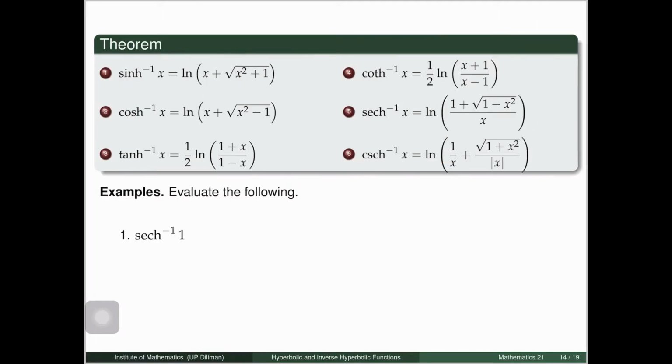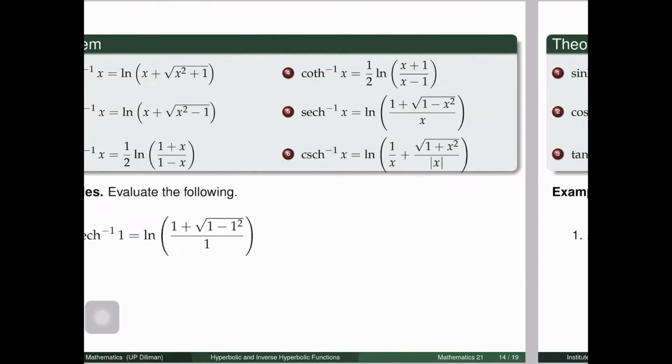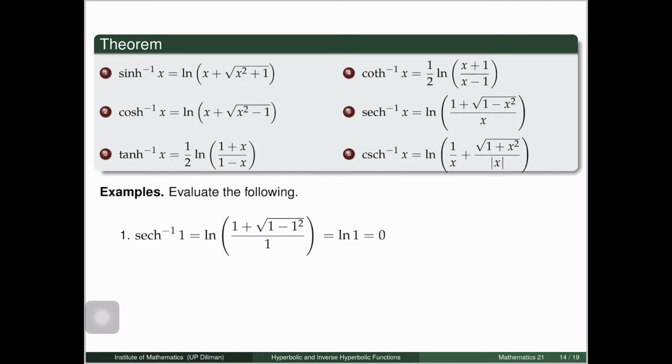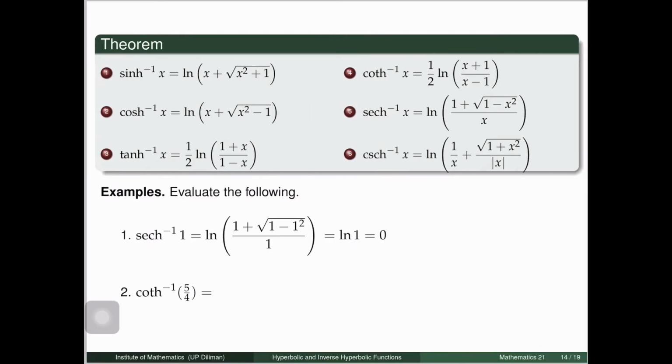So let's try to evaluate using yung inverse hyperbolic functions using yung kanina nating theorem. So kunwari yung sech inverse of 1. So nasaan yun? So number 5. So equal to ln of this expression. Salpak-salpak lang. So simplify, that is equal to 0.